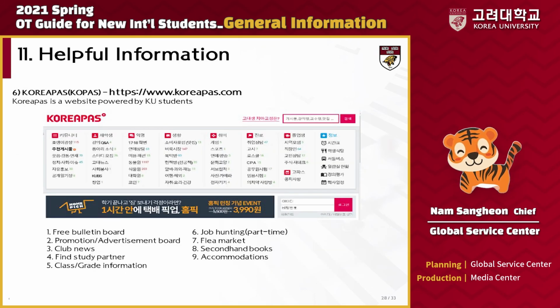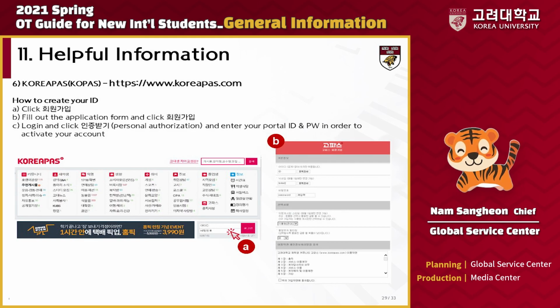Here is yet another helpful tip. This website called GoPass is powered by Korea University students. You can only access this website if you are a Korea University student with official login information. It has a free bulletin board filled with information for Korea University students. You can find study partners on here, look up information on certain courses, look for second-hand books, find accommodations, and more. The following 2 slides will show you how to register on this website.